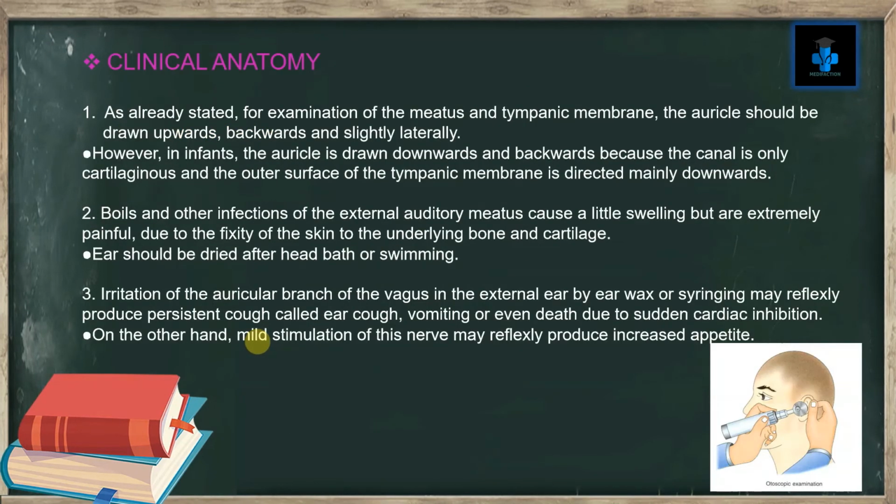Clinical anatomy. Number one. As already stated, for examination of the meatus and the tympanic membrane, the auricle should be drawn upwards, backwards, and slightly lateral. However, in infants, the auricle is drawn downwards and backwards because the canal is only cartilaginous and the outer surface of the tympanic membrane is directed mainly downwards.